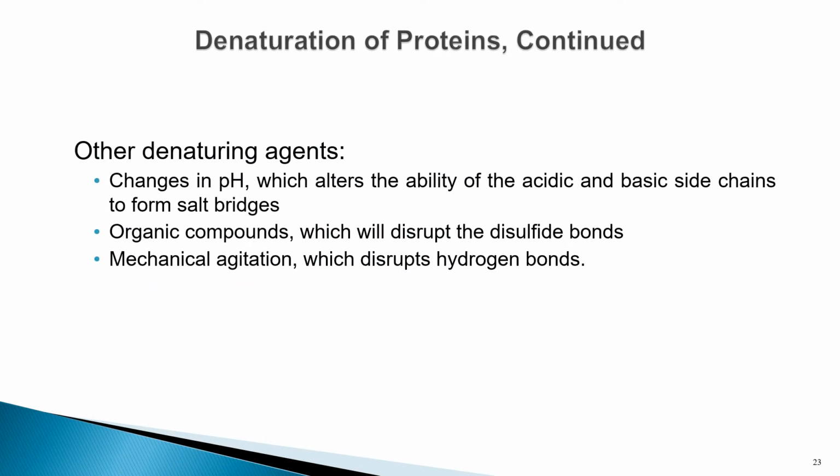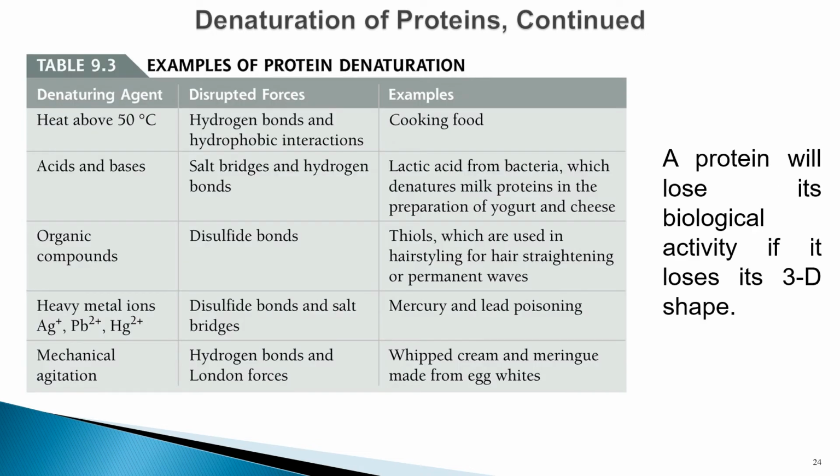Other denaturing agents are change in pH, which alters the ability of acidic and basic side chains to form the salt bridge, organic compound which will disturb the disulfide bonds, and mechanical agitation which disrupts the hydrogen bonds. Here you can see the example of protein denaturation.